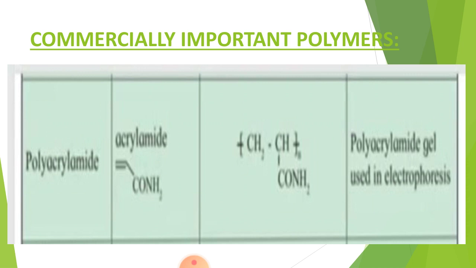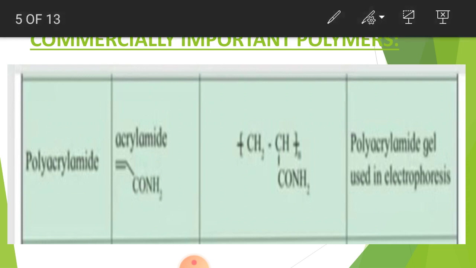What will happen over here? The polymerization process will take place. The double bond between both carbons will be converted into a single bond, and both carbons will open their branches. Let's see the structure of the polymer. CH2 single bond CH, and here CO NH2, both carbons have opened their branches. This is the polymer.